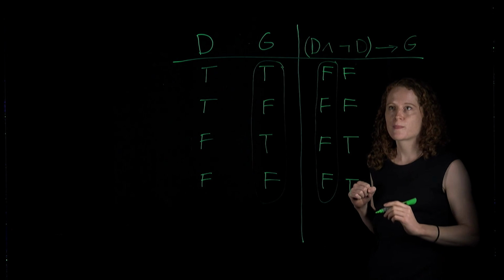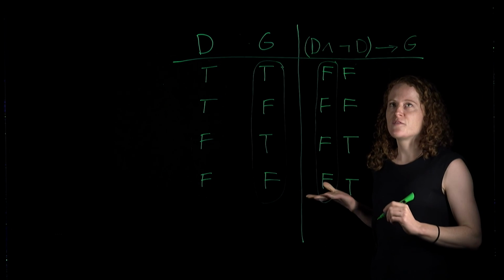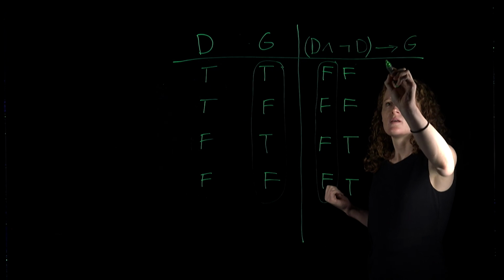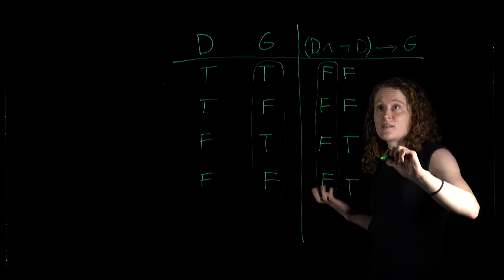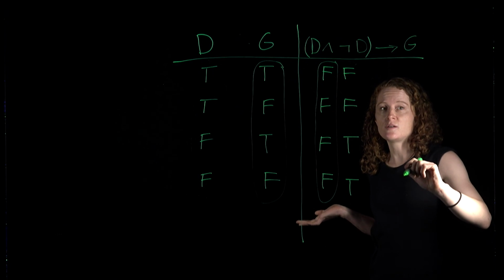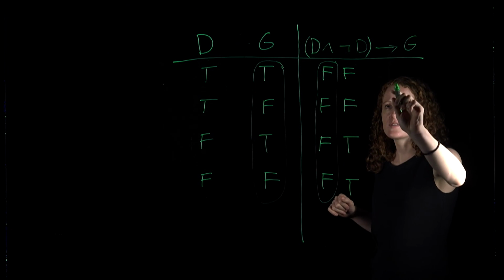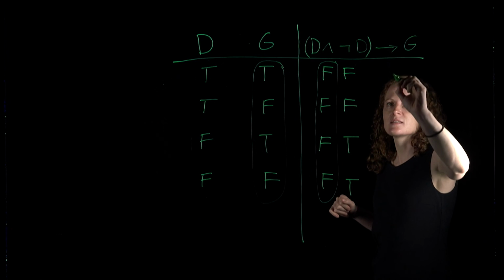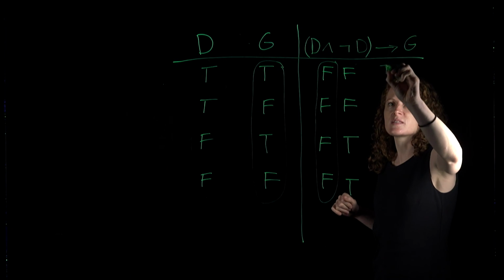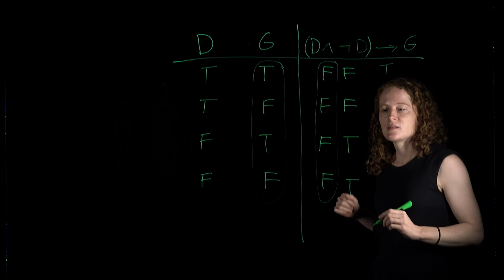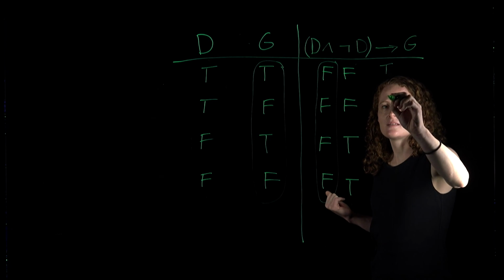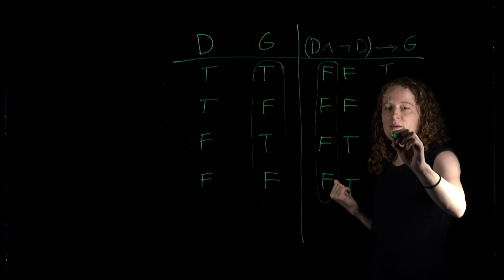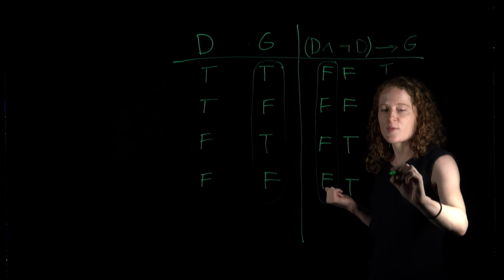column here. Now let's think about the first valuation. The conditional is true whenever the antecedent of the conditional is false. And since in the first row the antecedent is false, I know that this conditional must be true. Same thing happens in the second row. I see that the antecedent is false, so the whole conditional must be true. Same thing in the third row, and same thing in the fourth row.